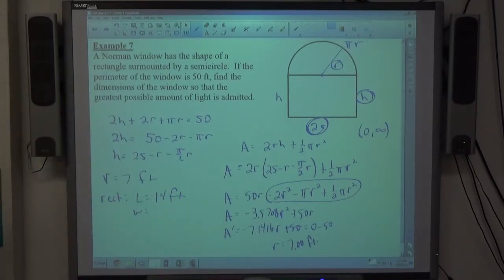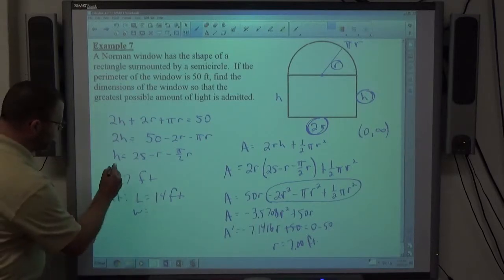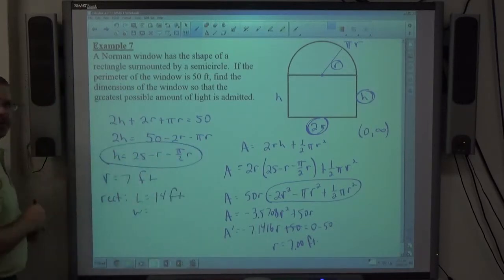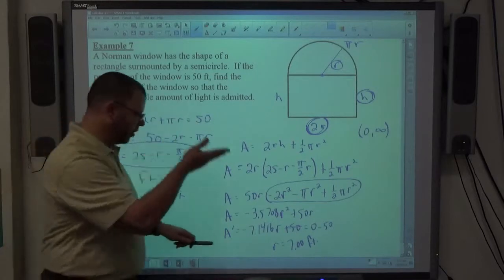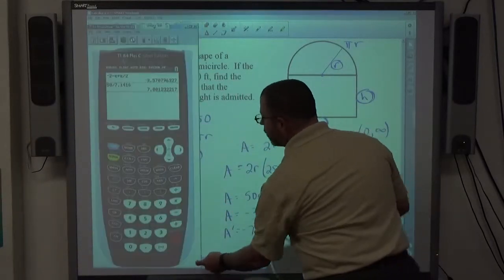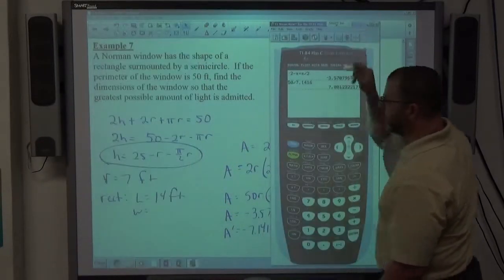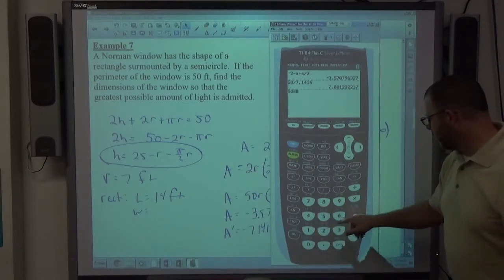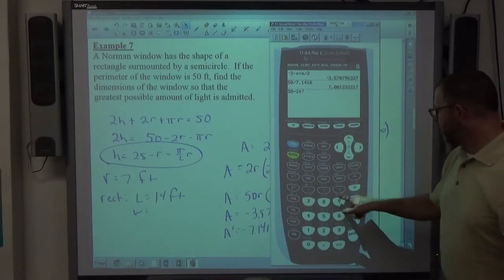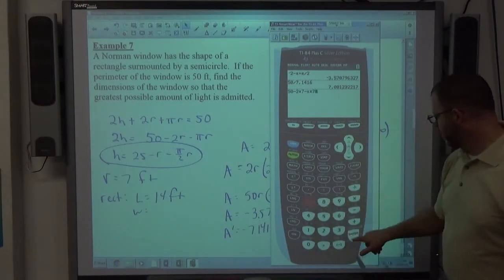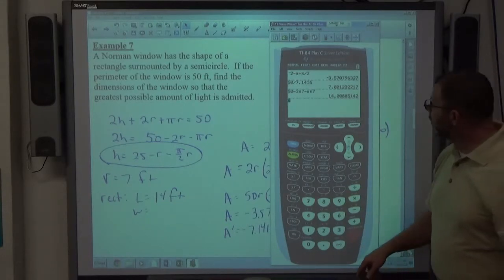And as far as width is concerned, I've got to substitute 7 into this expression right here to figure out what h would equal, right? Because h is the width of the rectangle. So if I get my calculator back out and type in 50 minus 2 times 7 minus pi times 7, I come out with 14.01.